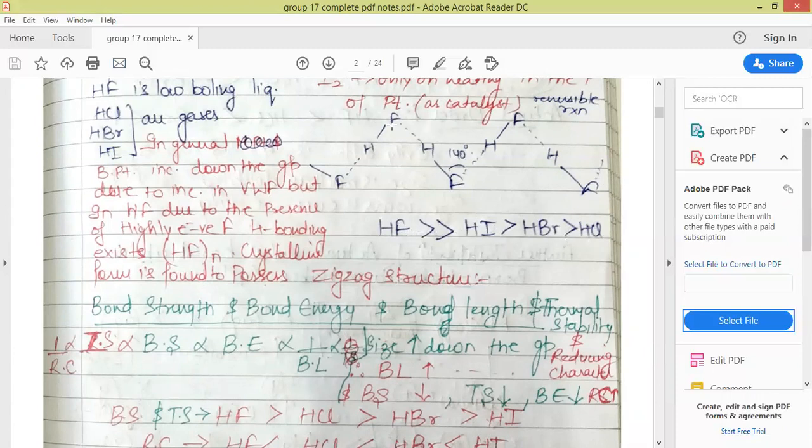And in the aqueous state, HF exists as a zigzag type of structure. It forms this type of structure here. This is a covalent bond between hydrogen and fluorine, and this is a hydrogen bond between the two adjacent molecules of HF. The dotted line represents the hydrogen bond, and the solid line represents the covalent bond.